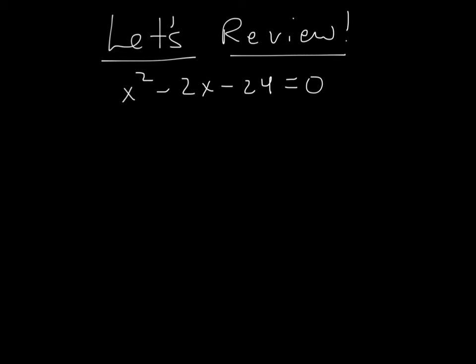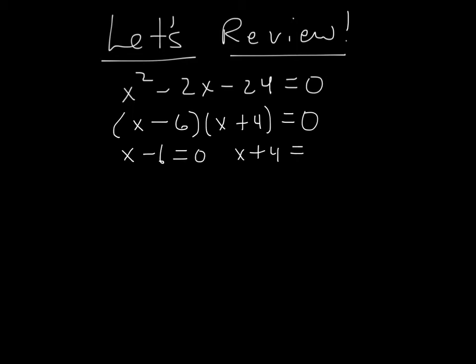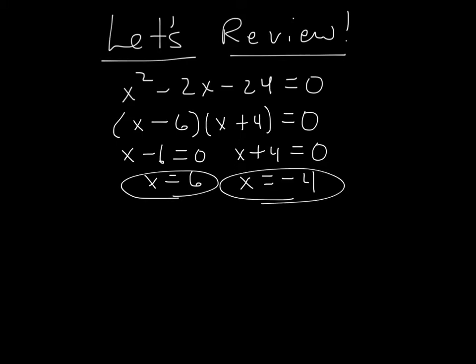Alright, let's start with a quick review. Here's a problem that we definitely have already done, and it's an easy version of that problem. I'm going to go quick. Just going to factor this. X minus 6, x plus 4 equals 0. Set each of them equal to 0, and solve. Piece of cake. Done. Those are the two answers to that problem.